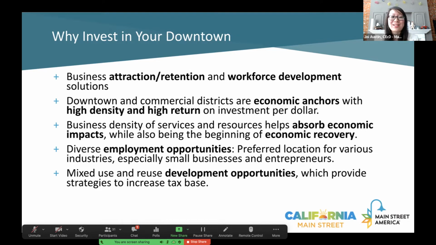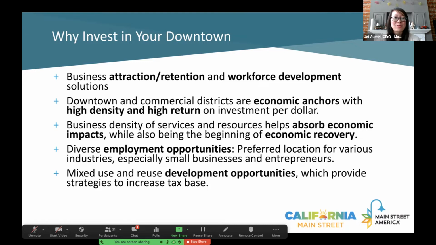That density of services creates diverse employment opportunity. We find it to be a preferred location for many small business industries, and it's a great place to develop our small businesses and entrepreneurs by utilizing our downtown districts. We also have a lot of mixed use and reuse opportunities that increase our tax base. I always say that the health of our community is very much reflected in the health of our downtown. That is why it's so important to invest.